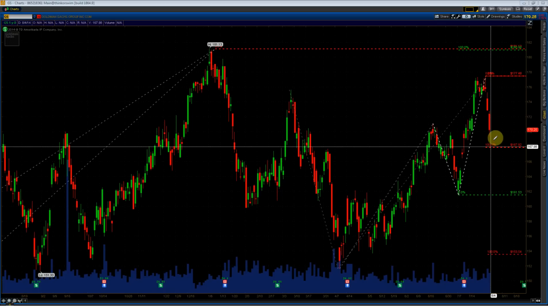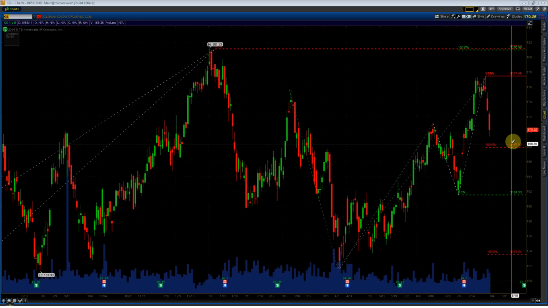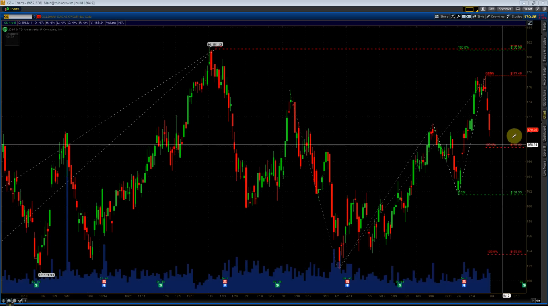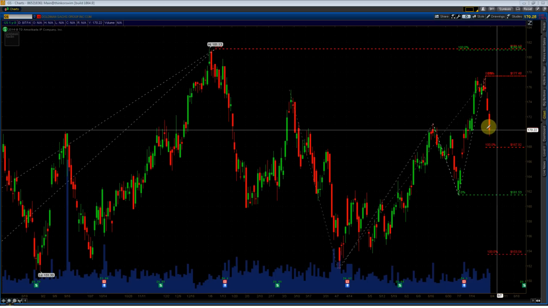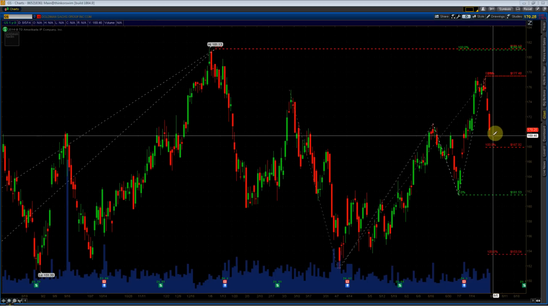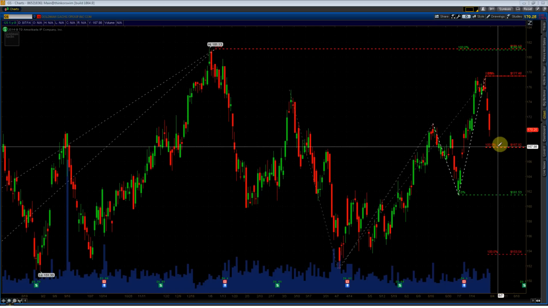Well, we're getting close to the 167.92 pullback target. Remember, these values aren't, it will bounce exactly off of 167.92. It's a general area to watch for. General area. So whether it happened tomorrow or the following day, that 167.92 would be the stop area.